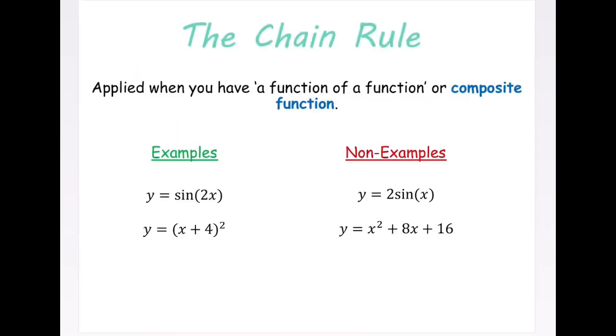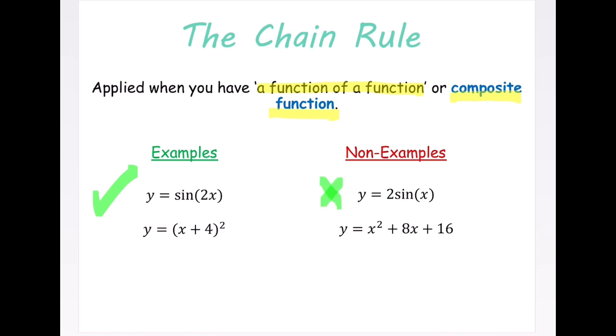Okay, let's start. So the chain rule is applied when we have a function of a function. More formally, it's called a composite function. Let me give you some examples. So y equals sine of 2x, that is a composite function, okay? Because we are going to take x, multiply it by 2 first, that's one function. And then I'm going to take the sine of it, okay? So it's a composite function going on there. However, y equals 2 sine x, that is not a composite function.